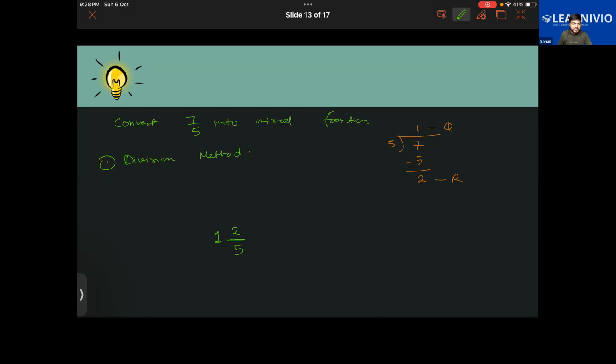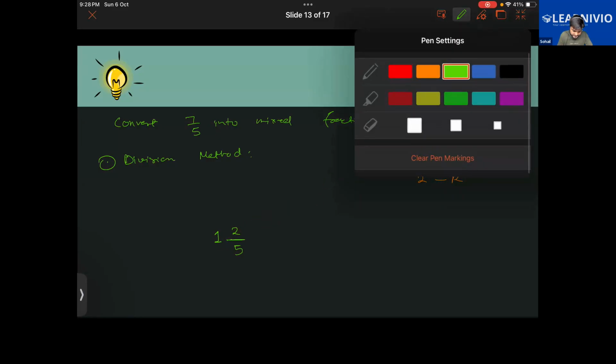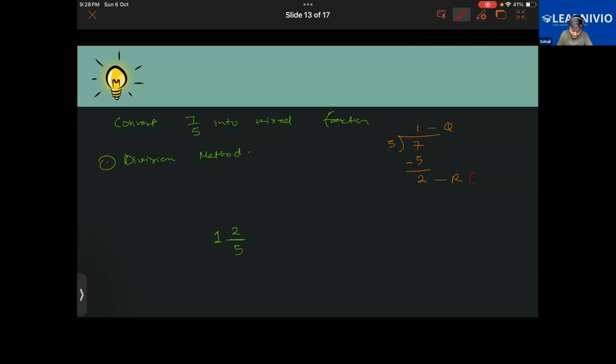So first we divide 7 by 5. We get 1 as the quotient and 2 as the remainder. So you'll be writing down the quotient as the whole number. In the place of the numerator, you write the remainder, whatever remainder comes. The quotient is written in the place of the whole number.